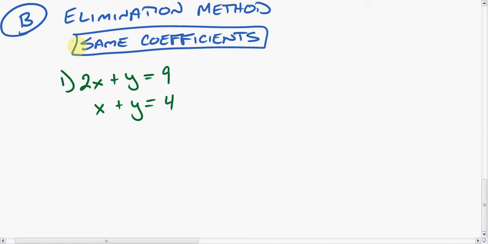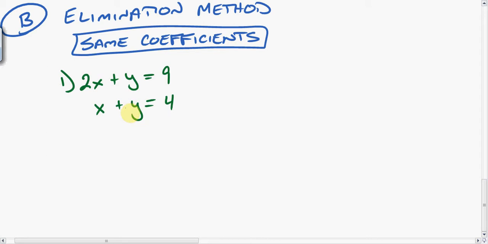In the first scenario, we're going to see a situation in which we have the same coefficients. The coefficients are going to be exactly the same. So our problem is 2x plus y equals 9, x plus y equals 4. We want to look at the coefficients. If you remember, the coefficients are the numbers in front of the variable. They're attached to the variable. So we can see on the y that both y's have the exact same coefficient, the coefficient of 1.